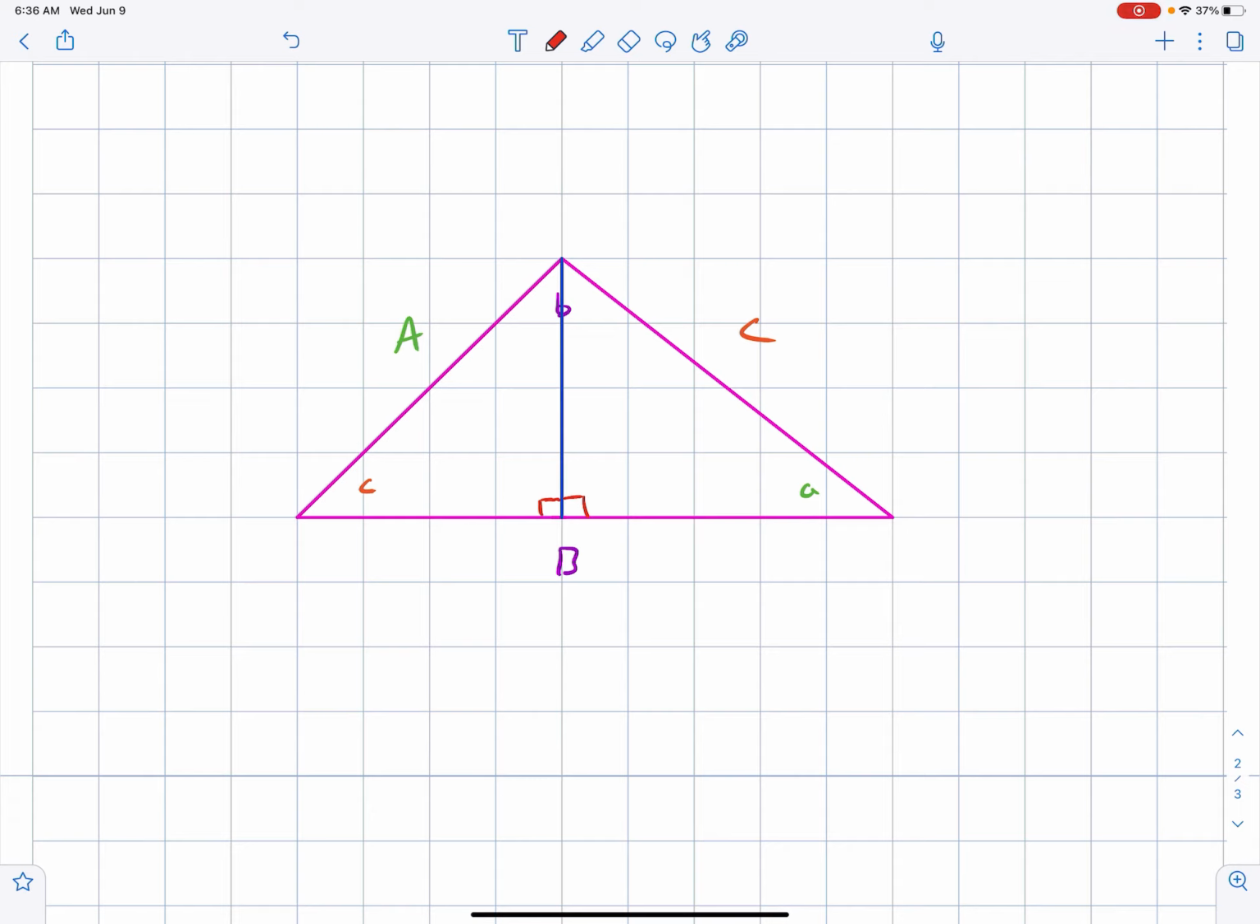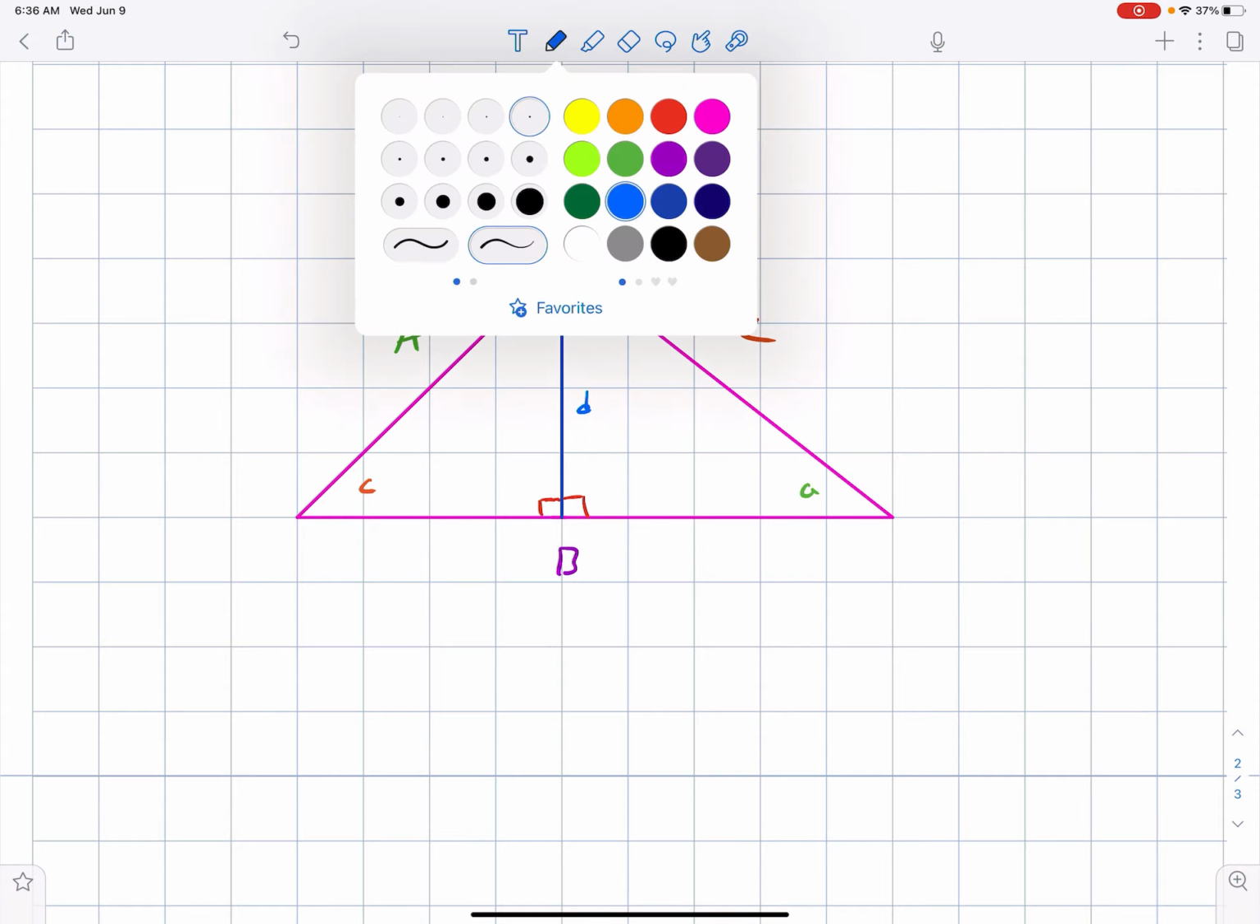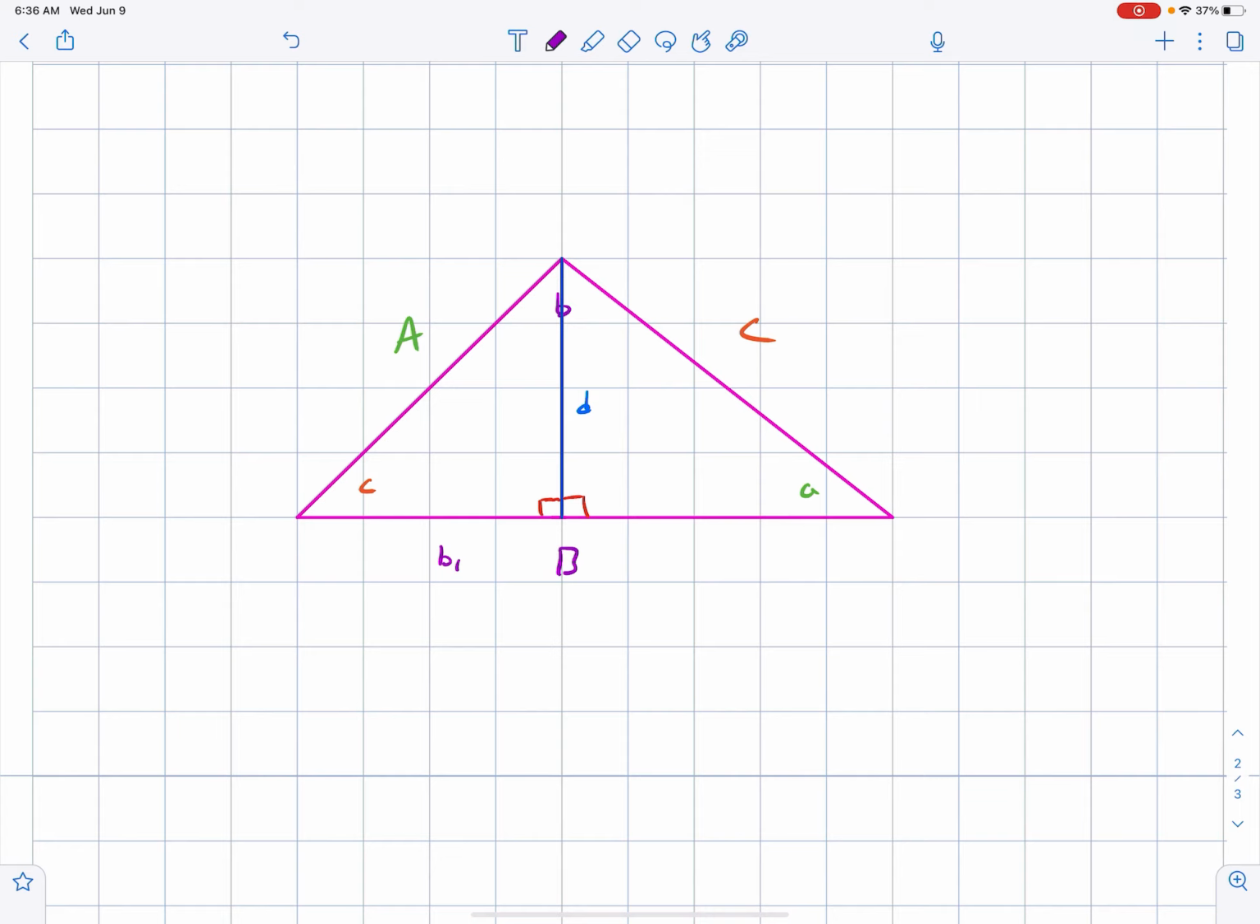Okay. And as soon as I do something like this, as soon as I draw a new line into the diagram, I immediately want to assign a variable to it, assign a letter to this. I'm going to call this side D, because now I can do calculations with it. Also, because I've broken up that side B, I'm going to label the bits. That is B1 and that is B2, the pieces that I've broken B into. And now everything is labeled. I can start with the proof.